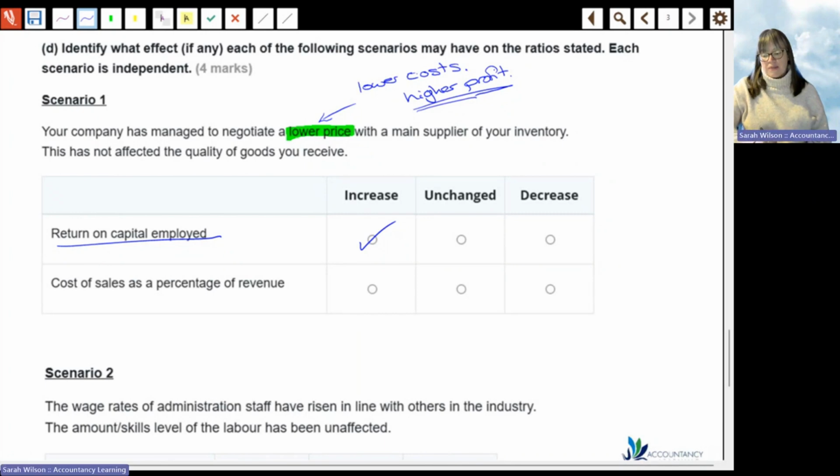Our cost of sales is a percentage of revenue, so our lower costs might mean higher profit, but it also means that the percentage of the revenue is going to be lower. So our cost percentage of revenue is then going to be lower. So that's going to decrease.